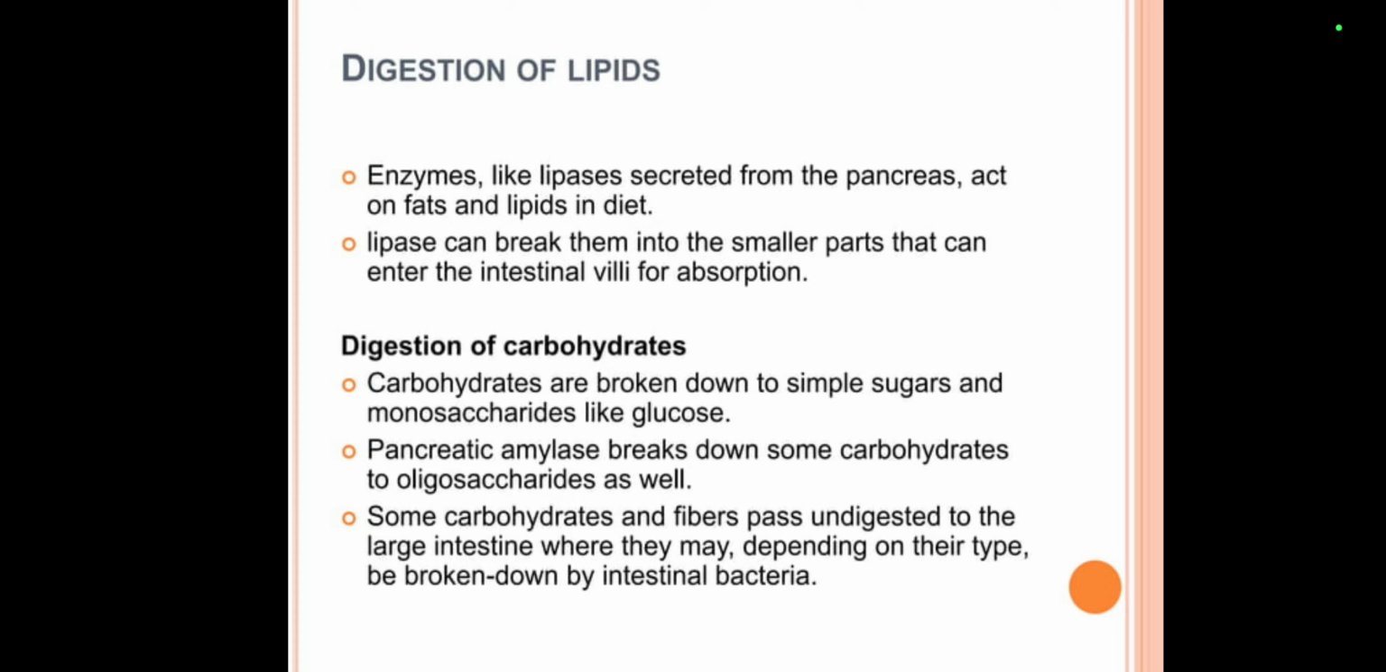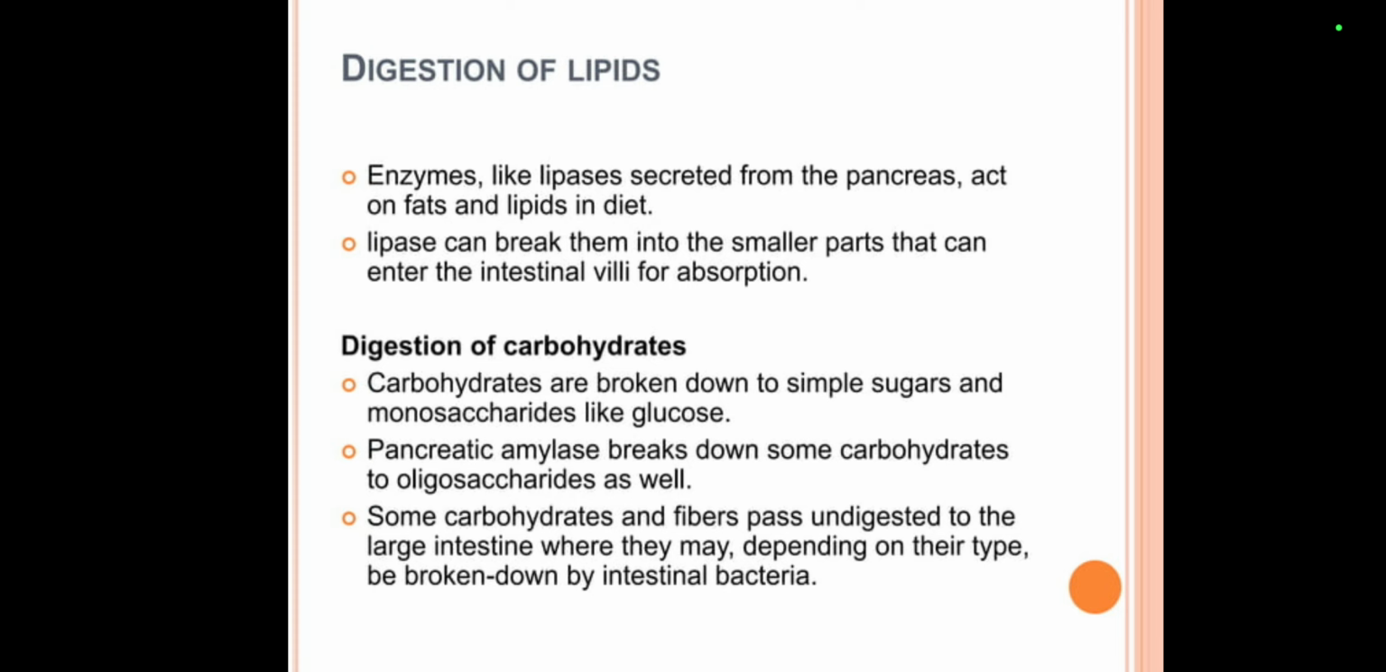So meaning to say, pancreatic amylase is the enzyme that helps break down the sugar, 10 to 100 times, and that is for oligosaccharide. Some carbohydrates and fibers pass undigested to the large intestine, where, depending on their type, they may be broken down by intestinal bacteria.